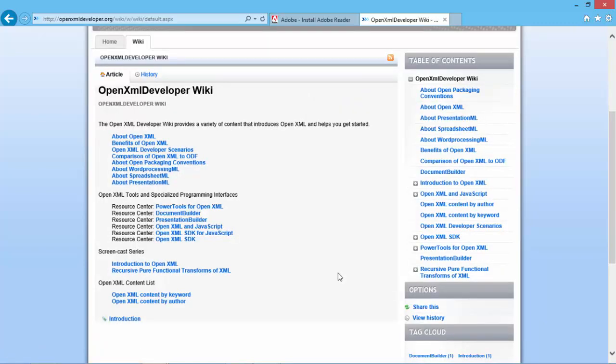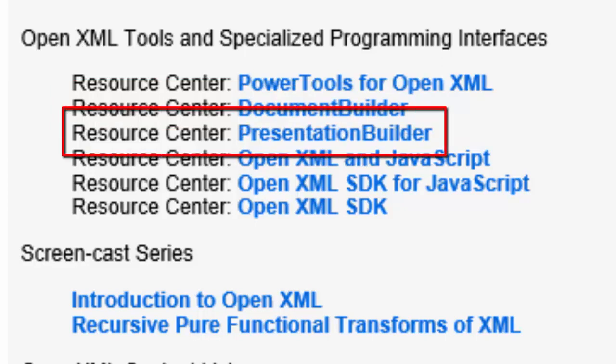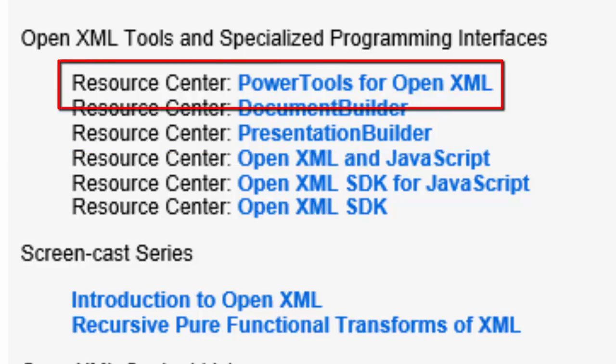One more important resource on openxmldeveloper.org are the various resource centers. There are open source projects that can save you a lot of time in your development effort. Document Builder enables you to slice and dice word processing ML documents, combining documents, splitting documents, and so on. Presentation Builder is the same thing for presentation ML. Power Tools for OpenXML is an open source project on CodePlex that provides lots of example code and guidance for doing sometimes fairly difficult things in OpenXML.